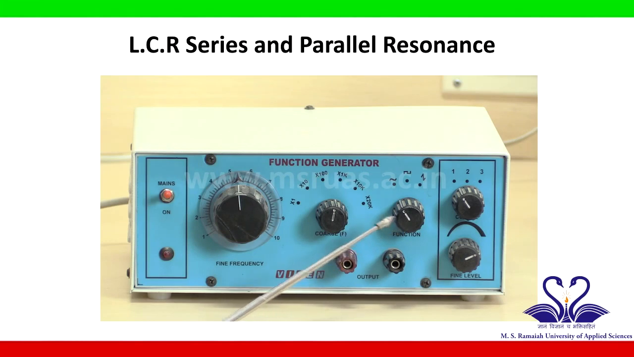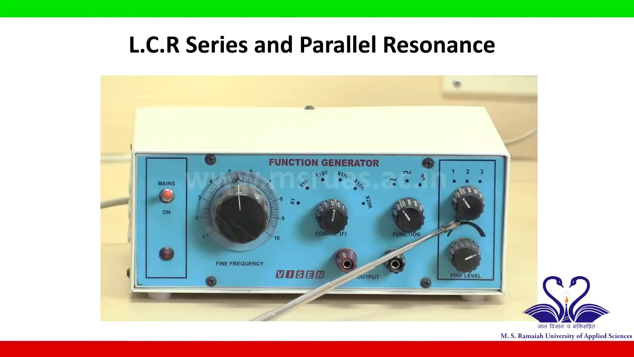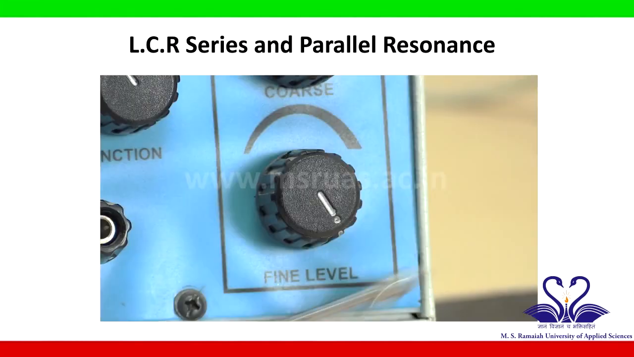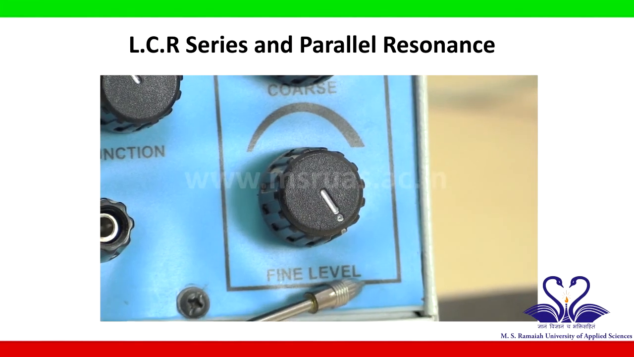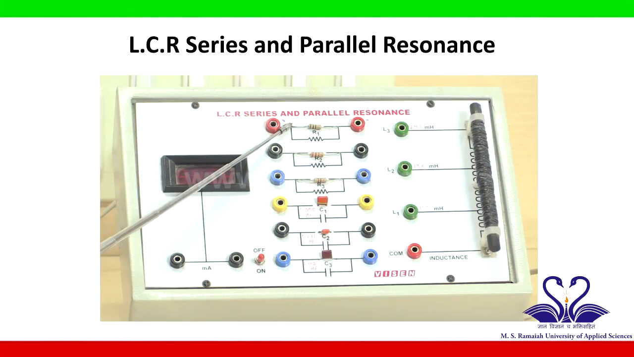and the function knob, where in this experiment we should keep the function for sine wave, and there are two knobs called coarse and fine amplitude knobs, where the coarse knob should be in the position of 1 and the fine knob should be at the right side extreme end. These two are the output terminals. It will be connected to the LCR series and parallel resonance kit.